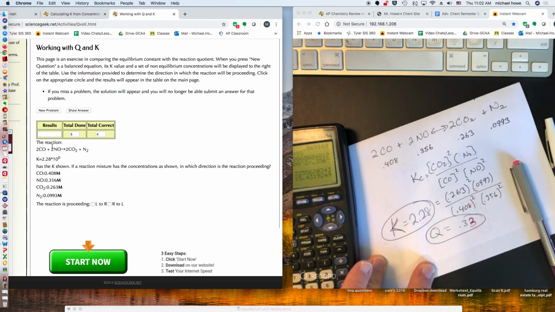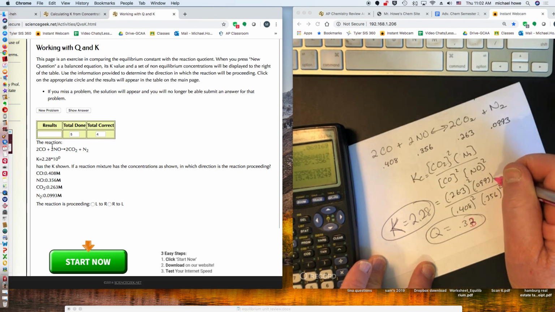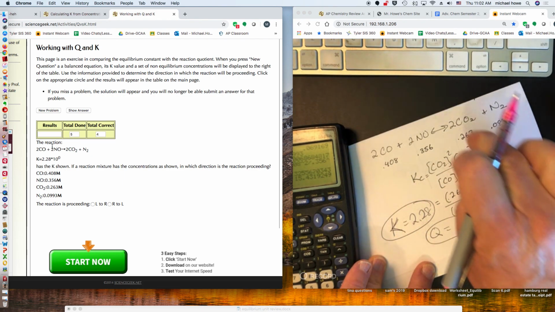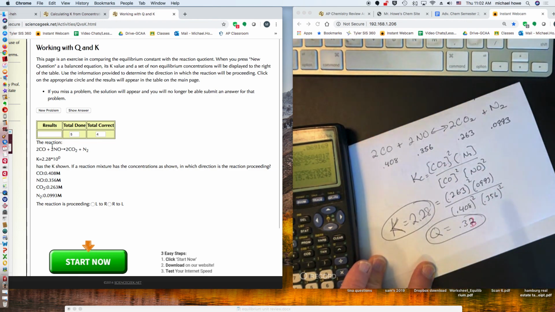All right, so how do they compare? Well, Q is too small. It needs to get bigger. So if it's going to get bigger, then I've got to make the numerator get bigger and the denominator get smaller. So the reaction will proceed toward making the numerator bigger. The numerator is the product, so it's going to proceed to the product. So we'd say it goes left to right. And we got it right. All right, so that is how you do a Q compared to K kind of problem.